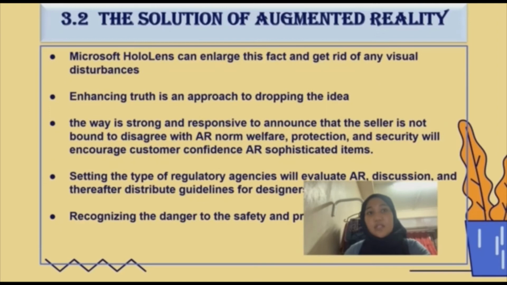Next, I will talk about the solutions of augmented reality. First, important items such as Microsoft HoloLens can enlarge the field and get rid of any visual disturbance that affects the customer experience. Enhancement through its approach to dropping the idea of blocking the material interface offers access to progressive intuitiveness, pulling in and out of the former experience.